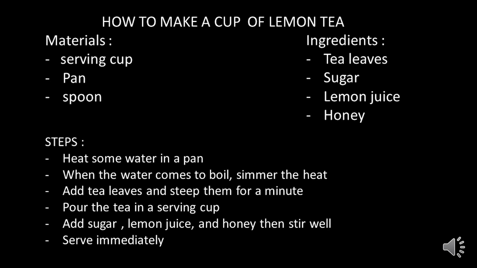And there are several steps here. Step number 1 is heat some water in a pan. Step number 2 is when the water comes to a boil, simmer the heat. Step number 3 is add tea leaves and steep them for a minute. Number 4 is pour the tea into a serving cup. Number 5 is add sugar, lemon juice, and honey, then stir well. And the final step is serve immediately. That is the example of procedure text.